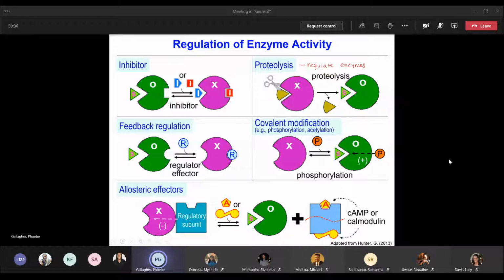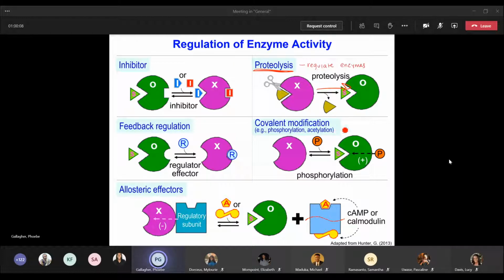So we talked about these already. We already talked about the inhibitors. Proteolysis we'll talk a little more about when we talk about the blood cascade. It's the same thing: you cleave the enzyme, and that causes it to become activated. With feedback regulation, we talked about this with purines and pyrimidines. It's the idea where your product goes back and inhibits an upstream enzyme.